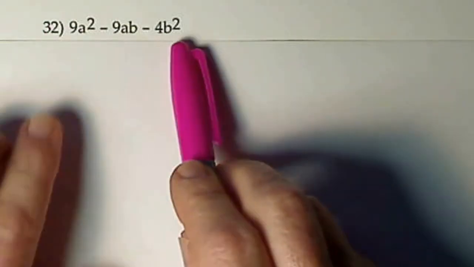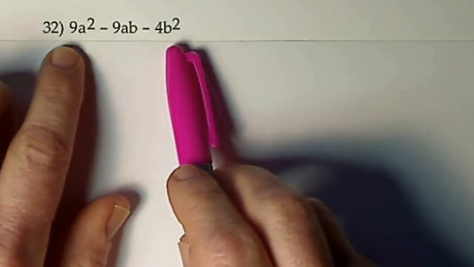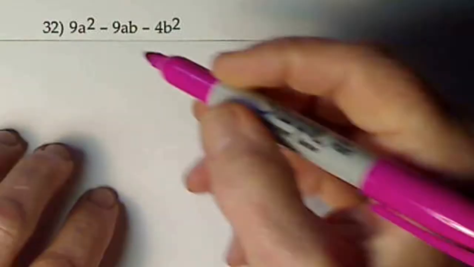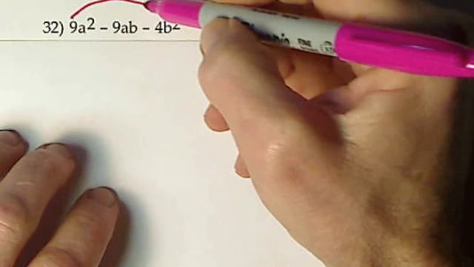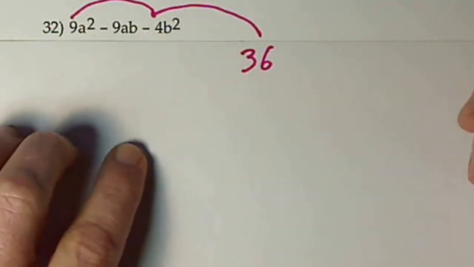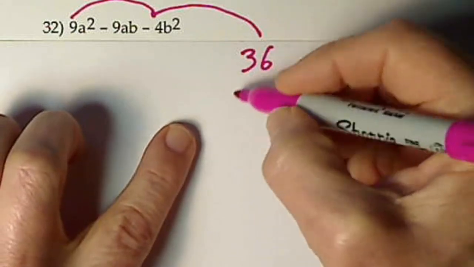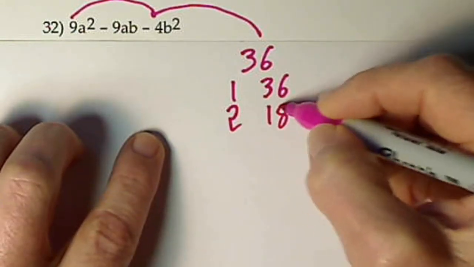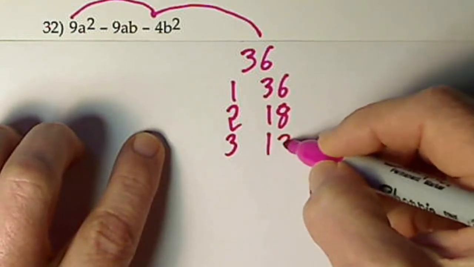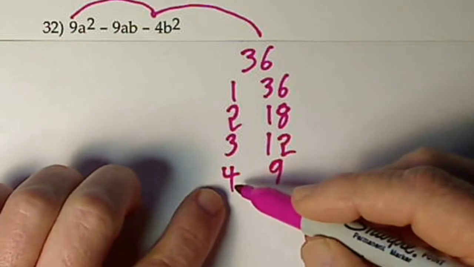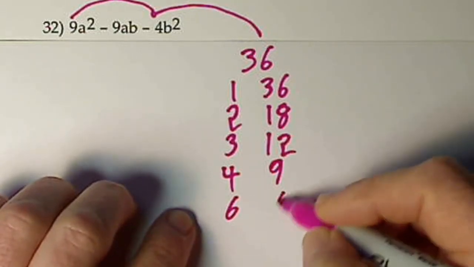First, you look for your GCF. There is no GCF. There's something in front of your first term, so you multiply 9 times 4, and that gives you 36. And then you list all the factors. 1 and 36, 2 and 18, 3 and 12, 4 and 9. 5 won't work, but 6 certainly does.